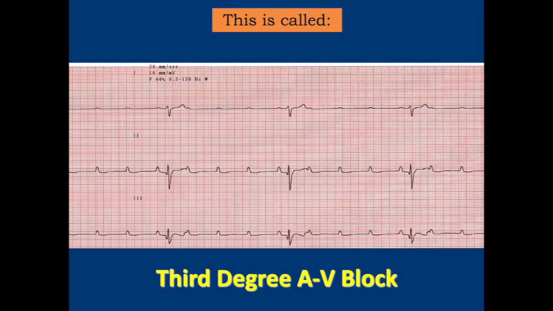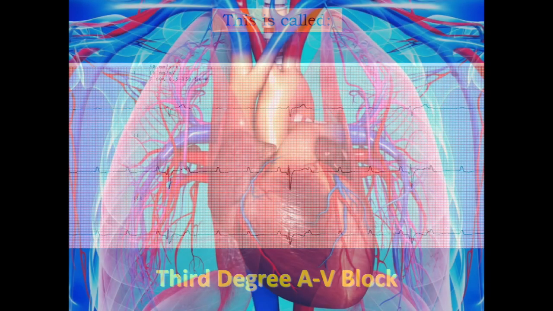This is called third degree AV block, and this, as you can imagine, is quite serious. It's going to require an artificial pacemaker at this point in time. So there's a total disconnect between the P that's occurring from the sinus node. It is not at all talking to the conduction system inside the heart.